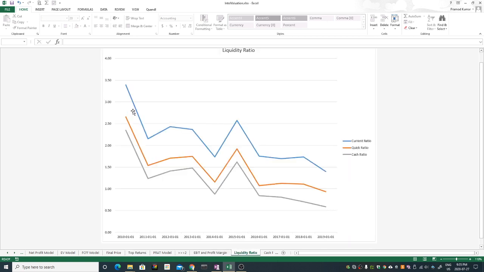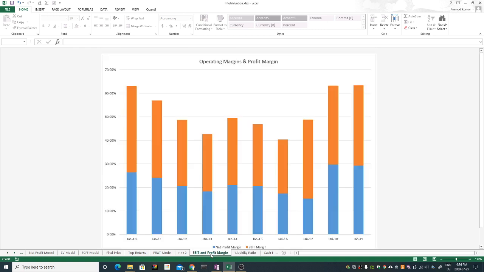The liquidity ratio of the company was very good in 2010, and now it's not even bad, because it's above 1. So this is the current, quick, and the cash ratio. The operating and the profit margin, which we have already seen, but just to show you the case, the operating margin in 2010 was way higher, right? You can see over 60-65%, and it goes down and then it catches up again now.